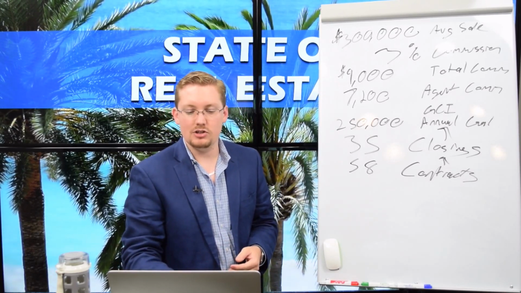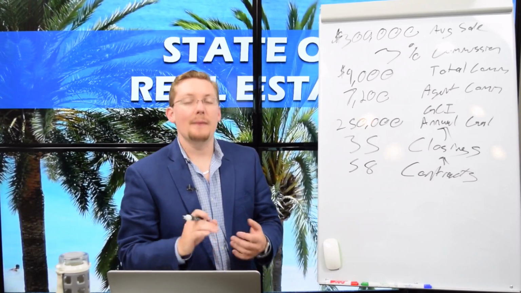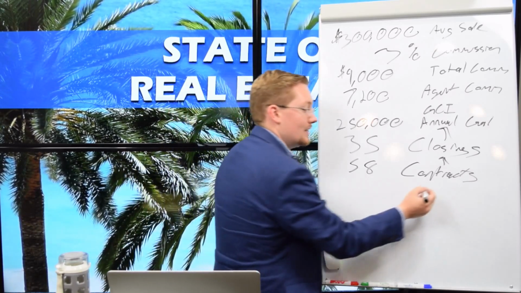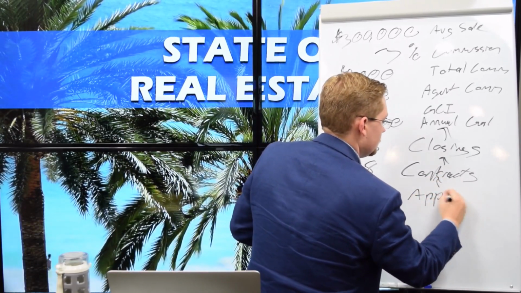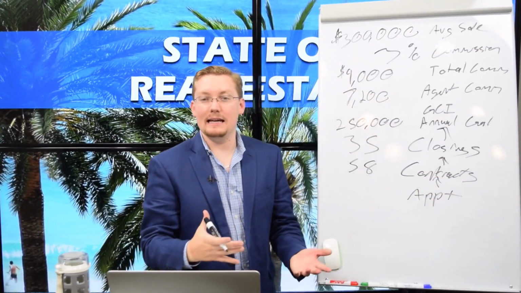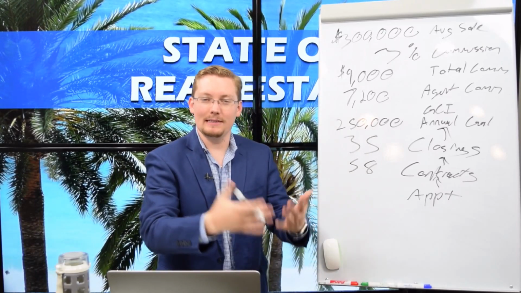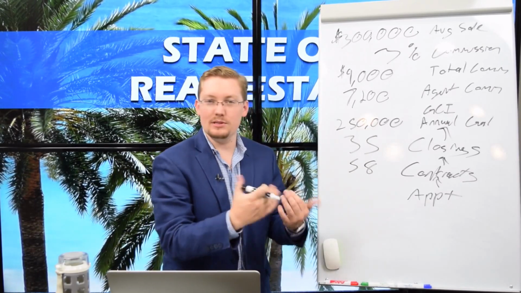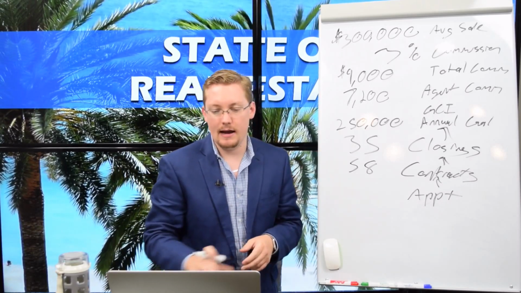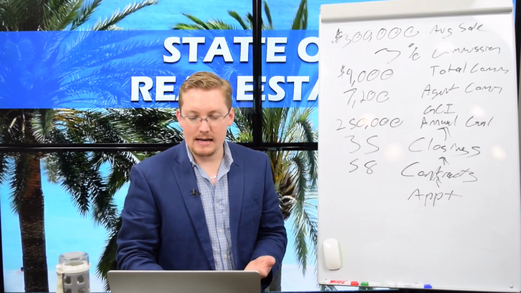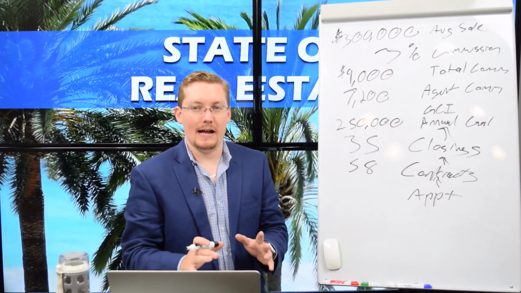But now we're going to reverse engineer this even further for how many appointments we need. Because in order to have a contract, you've got to have an appointment. Without appointments, you're not going to get any contracts. You've got to meet with people to get them to sign a contract. Whether it's meeting with somebody for a listing or meeting with somebody to show them a property, you've got to have appointments to get the contracts.